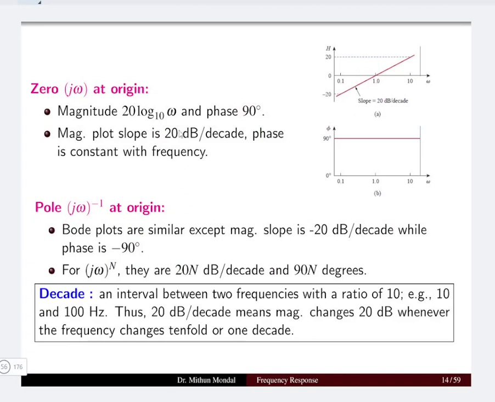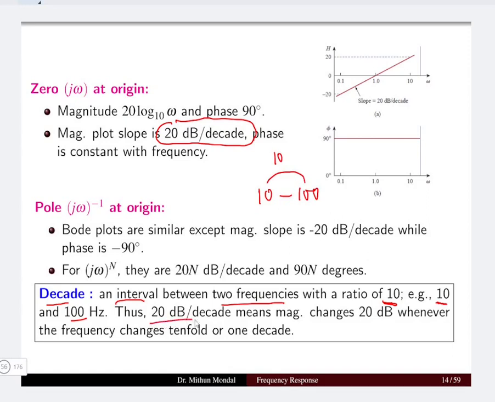Now when we say 20 decibel per decade, what is the meaning of that? Let us define the term decade. A decade is basically the interval between two frequencies with a ratio of 10. For example, if we have 10 Hz and 100 Hz, the ratio of that will be 10 times.